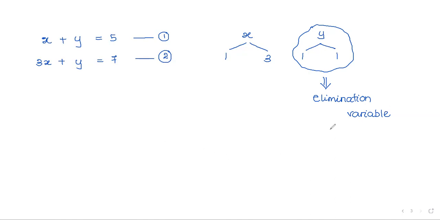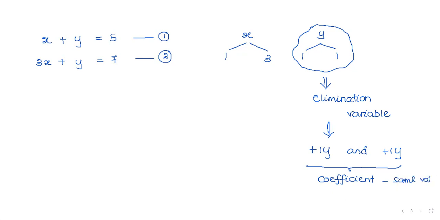So thereafter, you want to see the sign of the coefficient of the elimination variable. Here you have positive 1y and positive 1y. That means the coefficients have the same sign, my children, right? Same value and same sign. If you find that the elimination variable has the same value and the same sign, like positive 1 or negative 1, you subtract these two equations.